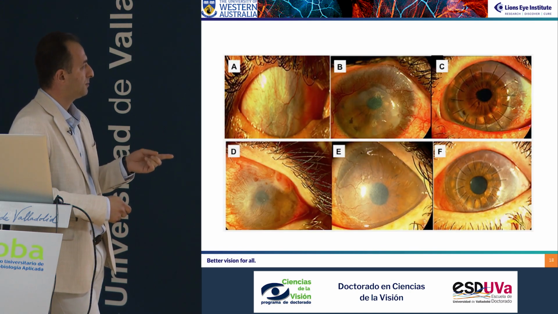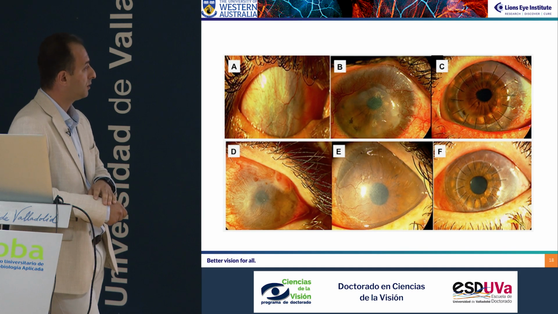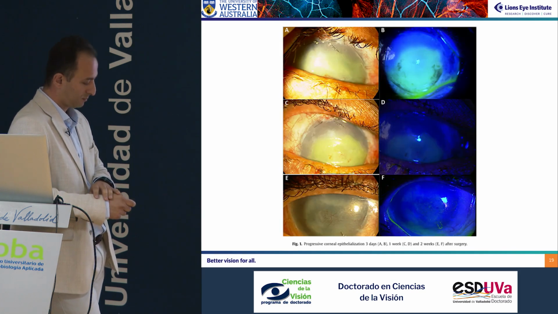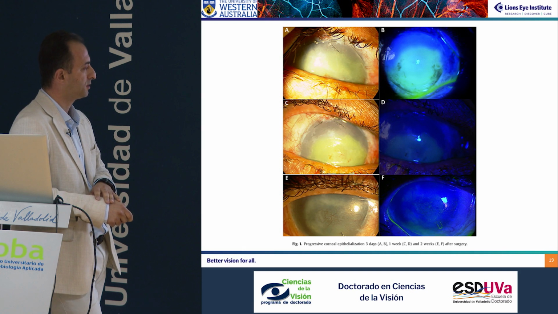And these are other examples of the same procedure. So this is the same patient, but this is another example. And this is how the epithelium recovered. Here, this one shows the epithelial defect after the procedure, and after 2 weeks, the epithelium is fully recovered.